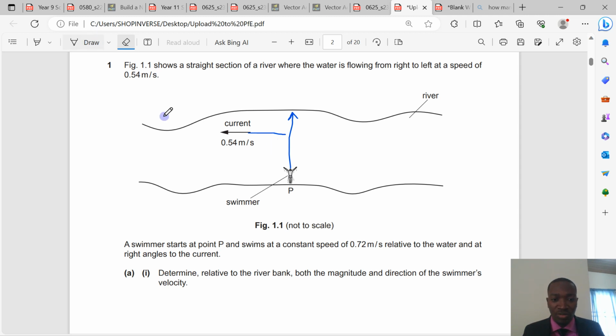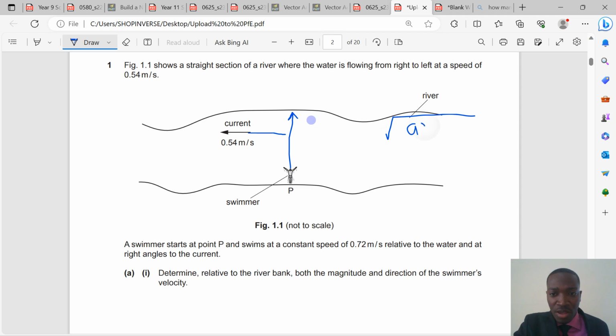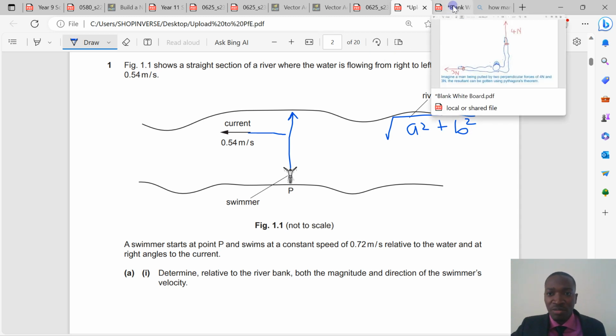Let's continue. Determine, relative to the river bank, both the magnitude and direction of the swimmer's velocity. A problem like this will be solved using Pythagoras theorem. I remember Pythagoras theorem. We'll use this formula: square root of a squared plus b squared. That's the formula we use for Pythagoras theorem. So that's the question. This is based on vectors.